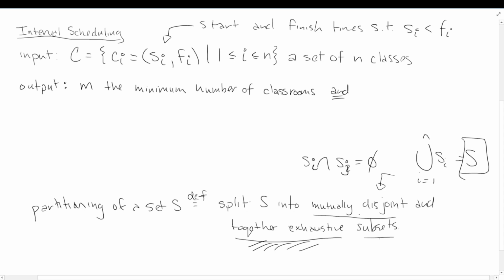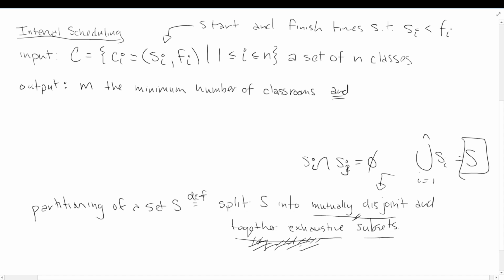Now these two terms are the set theoretic way of saying that the mutually disjoint says don't assign a classroom to more than one class, and the together exhaustive says assign one class to every classroom. No, I got that backwards. Together exhaustive means if we take the union of all of the sets, we get the original set back again. That means every class has been assigned to at least one classroom.